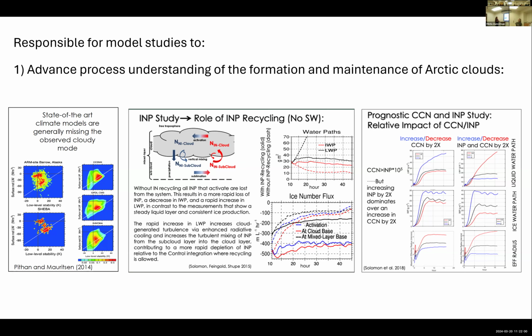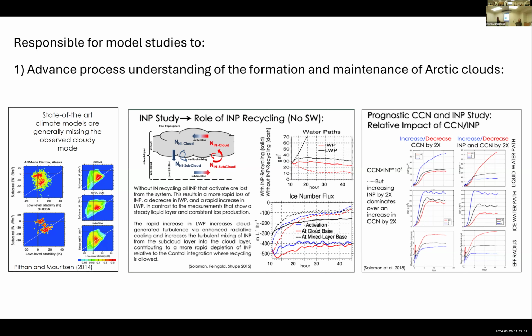One thing we wanted to look at is how important is recycling of IMP? IMP are the aerosols that form ice in clouds. Recycling means that as the ice falls out of the cloud and sublimates, the aerosols are released and then can be mixed back up into the cloud by turbulence. In general, models do not include this process. So we wanted to understand, is this playing an important role in maintaining the phase partitioning between ice and liquid in the clouds?